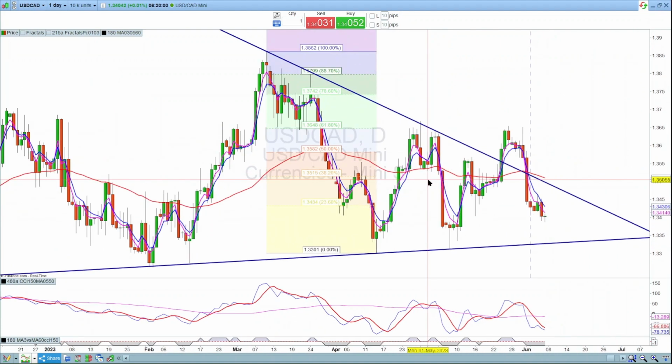And also just while I'm here, is Fibonacci. You notice here it bounced quite nicely twice off this 61%, and that's always a key area to look out for, a 61% Fibonacci on any chart.